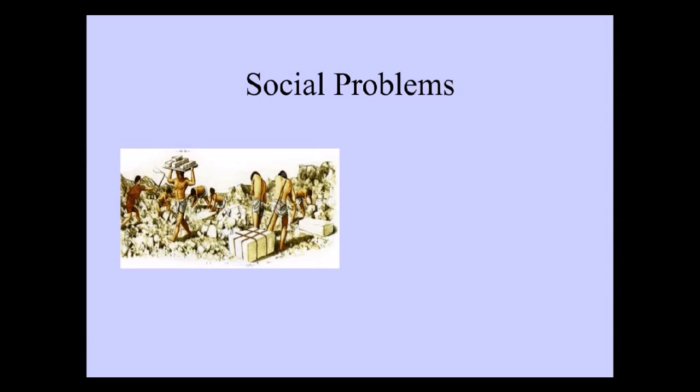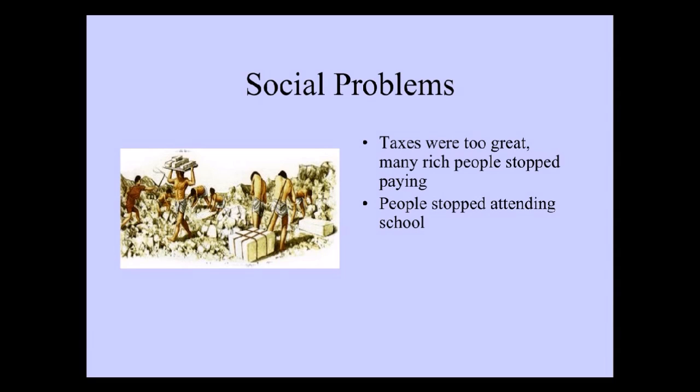Social problems in Rome. This is a nice image of slave labor. We're going to have poor working conditions. Taxes are too great. Rich people stop paying their taxes. And because the empire begins to focus more on what we just saw, the political problems, more on people gaining power, they're going to focus less on collecting taxes. People stop going to school because the government's not working.